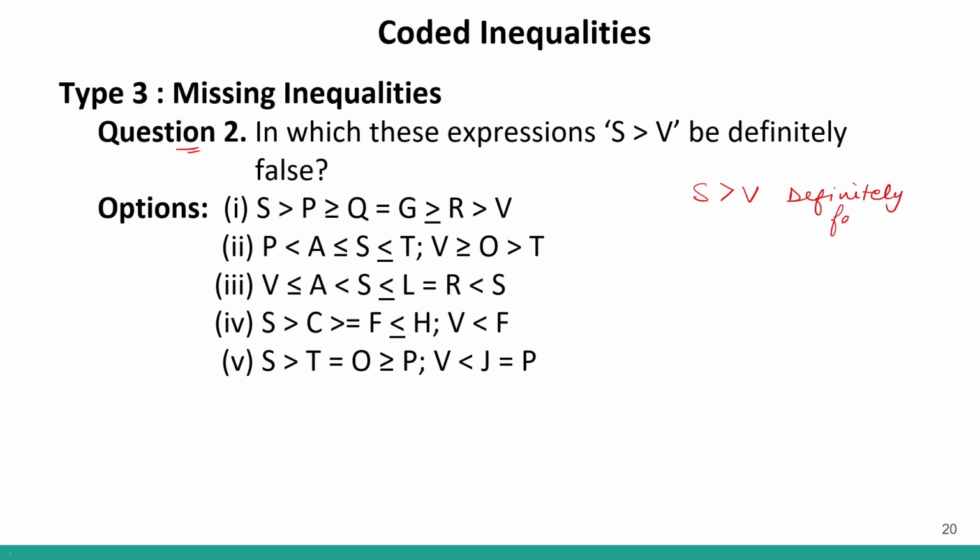Correct? It is definitely false. That means S should be less than or equal to V. So we have 4 options: S is equal to V, S is less than V, S is less than or equal to V, or S is greater than or equal to V. So if we get these 4 options, that means we will get the correct answer. Okay, because then this will be definitely false.